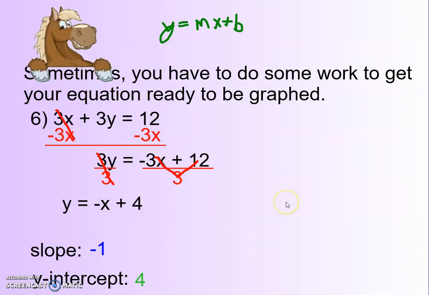Now, there's one more problem in your notes. It's number 7. Why don't you pause the video and try to manipulate number 7 so it's in slope-intercept form, and then when you're done, come back to the video and see if you got it right.